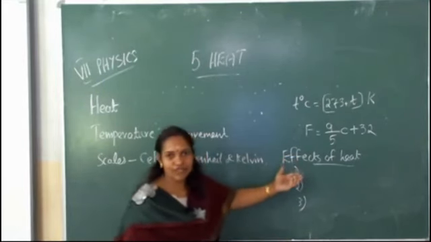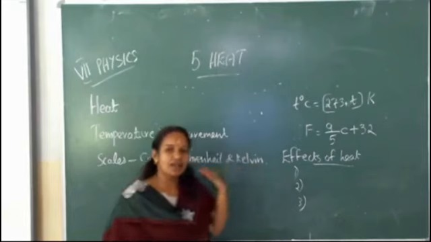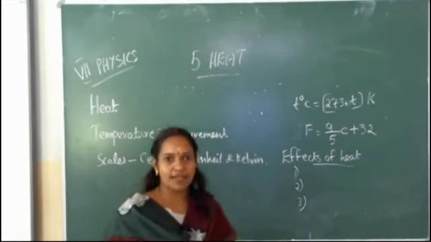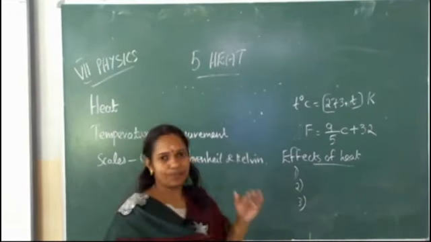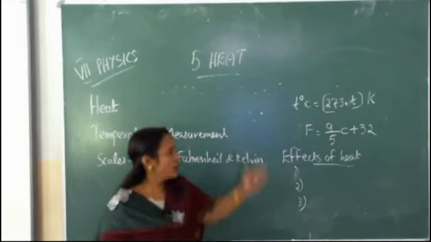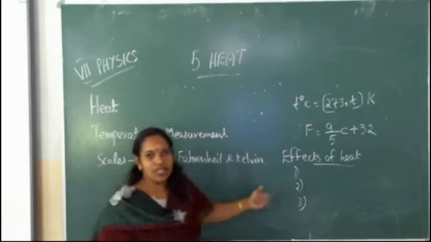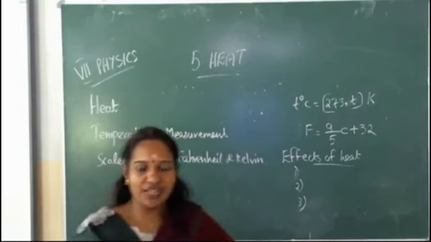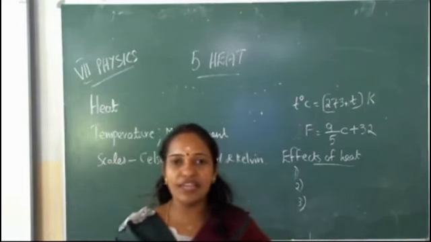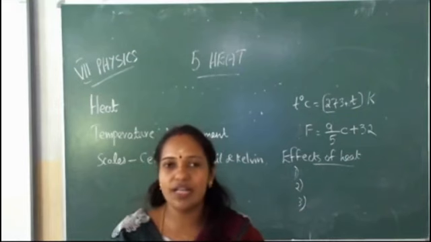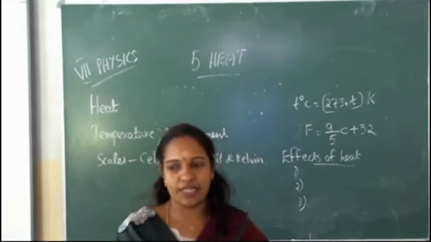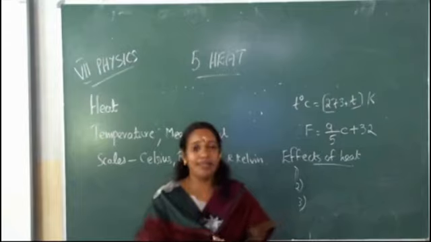If you have to increase the temperature of a heavy object, you have to provide a large amount of heat. Next effect of heat is change in size. When you are heating an object, it expands. Third effect is change of state, and we already studied the diagram of different changes of state, and also we studied latent heat, that is the amount of heat absorbed or rejected during the change of state. That's all for today. Okay, thank you.